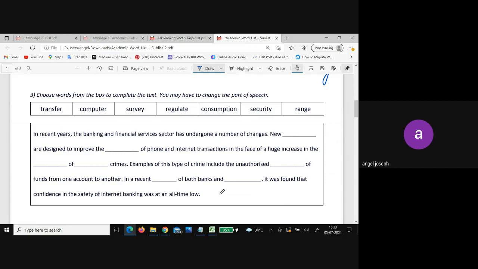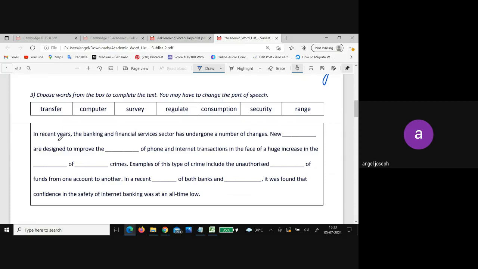So let's do this one, the last one. Choose words from the box to complete the text. You may have to change the part of the speech. Okay. In the recent years, the banking and financial services sector has undergone a number of changes. New dash are designed to improve the dash of phone and internet transactions. Wow, it's a big sentence. In the face of a huge increase in the dash of dash crimes.